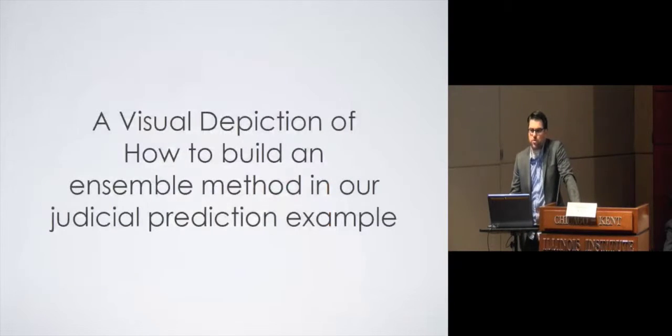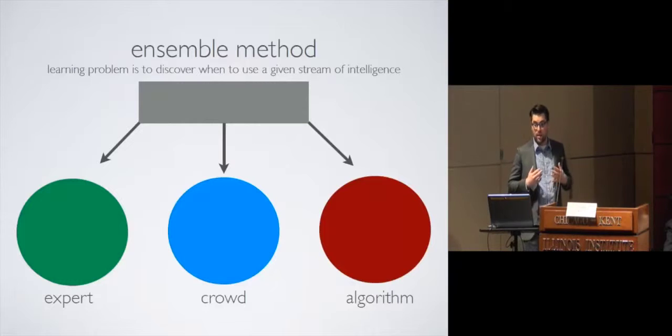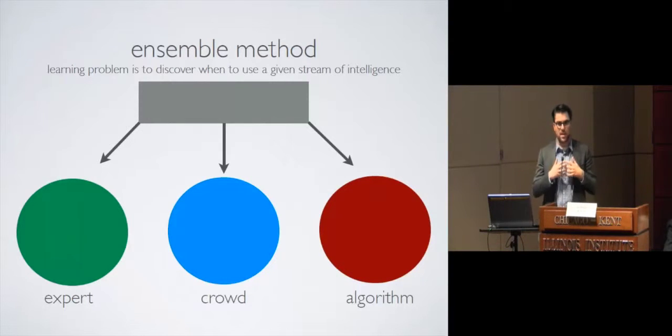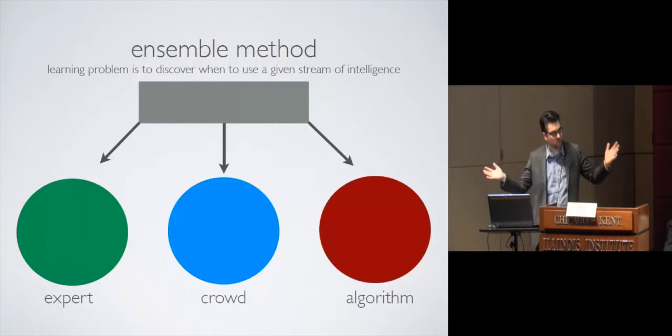I want to show you a visual version of how we're doing this in the judicial prediction context. The hard thing is, what's the right weight over these three streams of intelligence? That's the actual question, not whether experts are better than the ensemble. They are not. The question is what's the right weight?